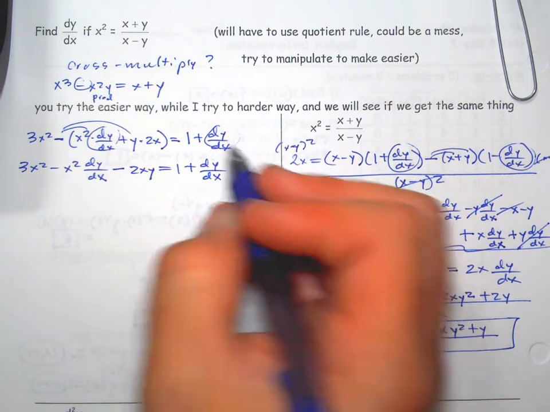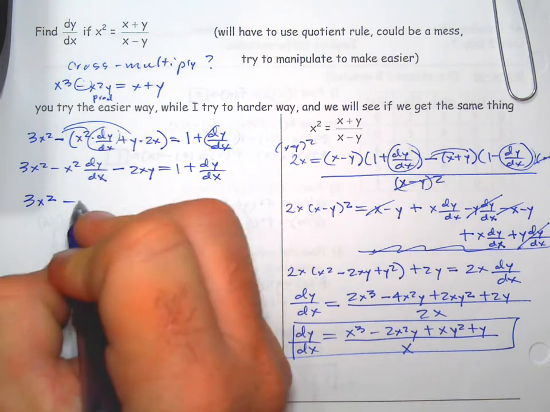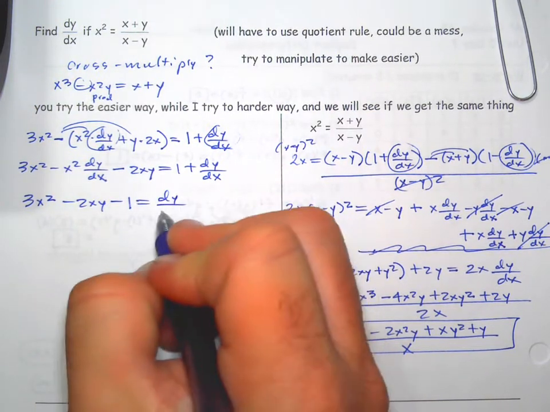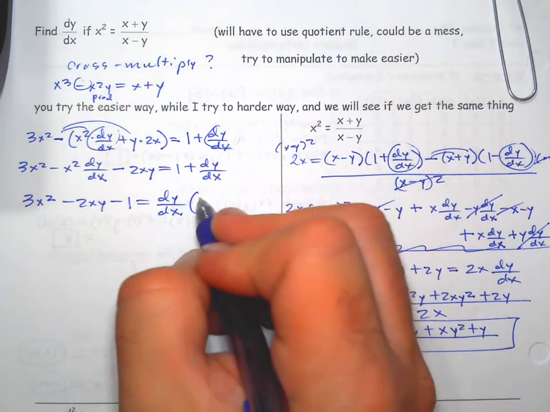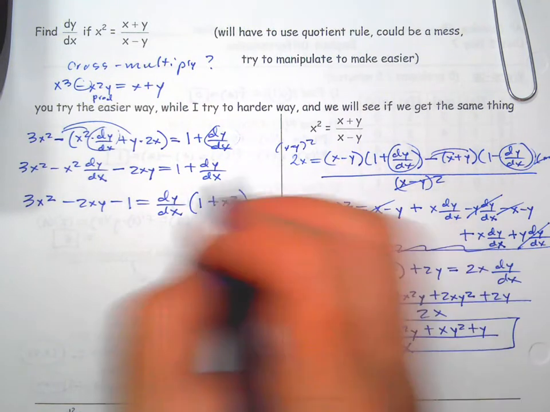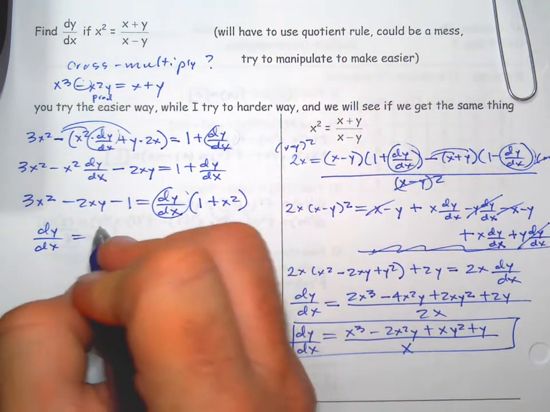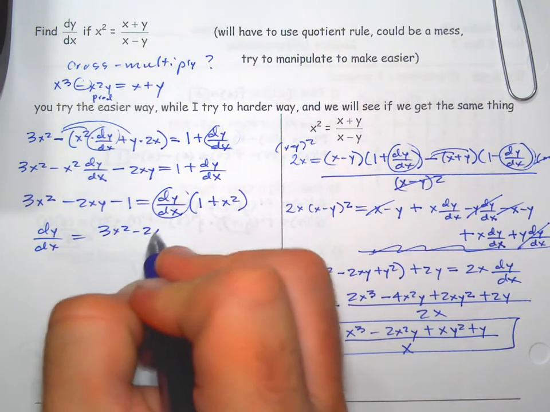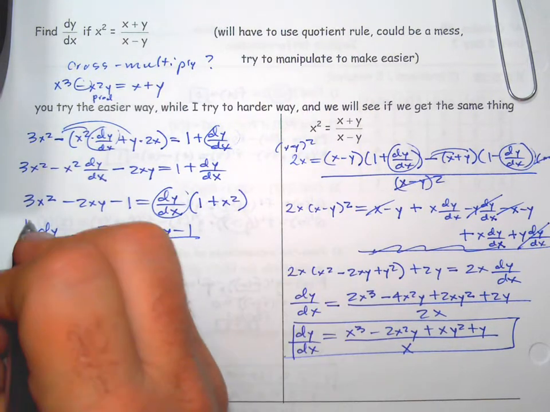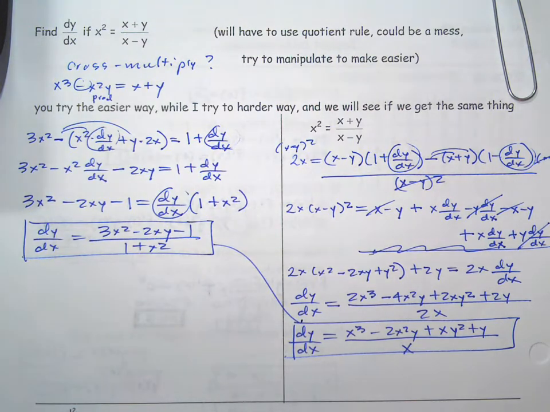So we want to get the dy/dx's on the same side and the non-dy/dx's on the same side. I'm going to move the 1 over here and the dy/dx term to the other side. Now there's already a 1 dy/dx, and then now there's going to be a plus x squared dy/dx, and I'm going to factor. Okay, so then we're going to get dy/dx equals 3x squared minus 2xy minus 1 over 1 plus x squared. That's our answer.